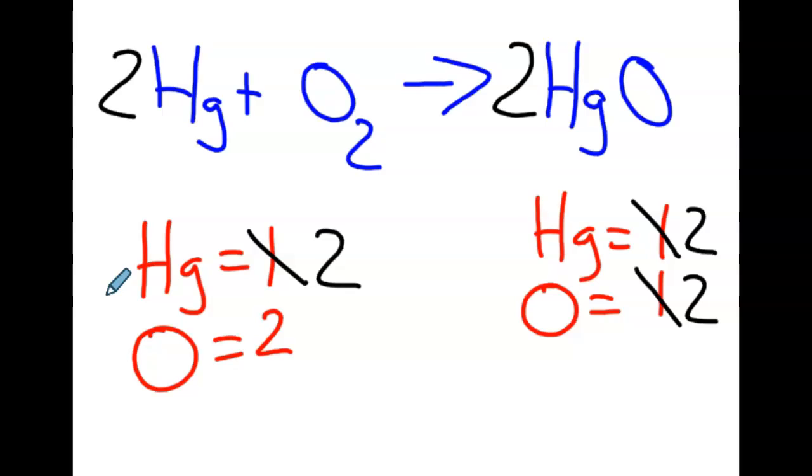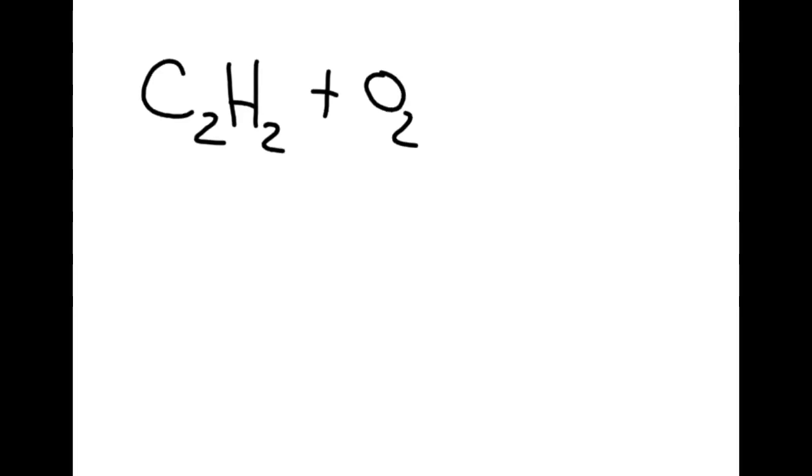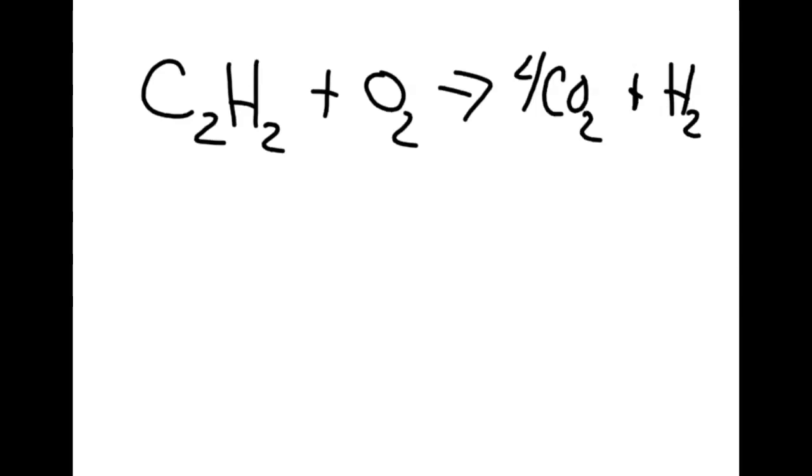All right, let's try another one. Let me find a good one. I'm going to do number 3 on your balancing chemical equations worksheet because I like this one. That's a hint. C2H2, and then I have O2, and we're going to create out of this ethyne and oxygen 4 carbon dioxide. So I'm giving you a clue that there's 4 carbons. All right, that should help you on the other side. And we're going to create water.